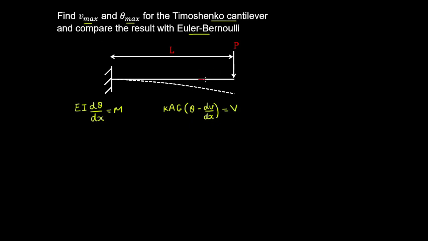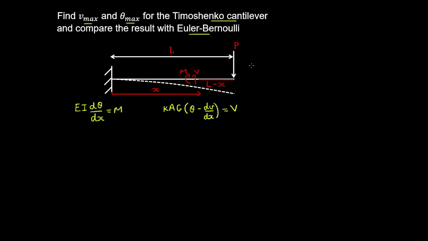And now we can take a cut of the beam, thereby exposing the internal shear force and bending moment. And this cut segment is at a distance x from the support. So it has a length of L minus x.